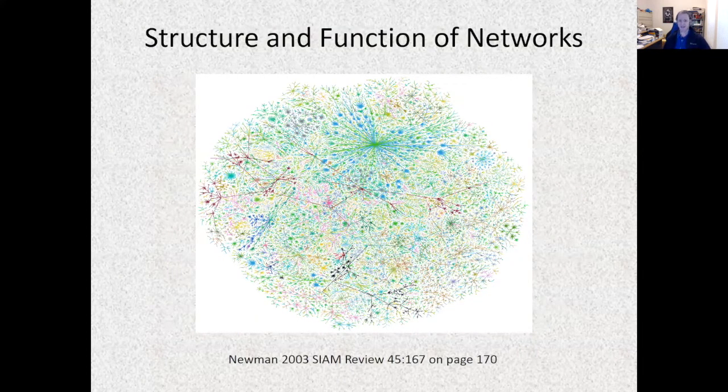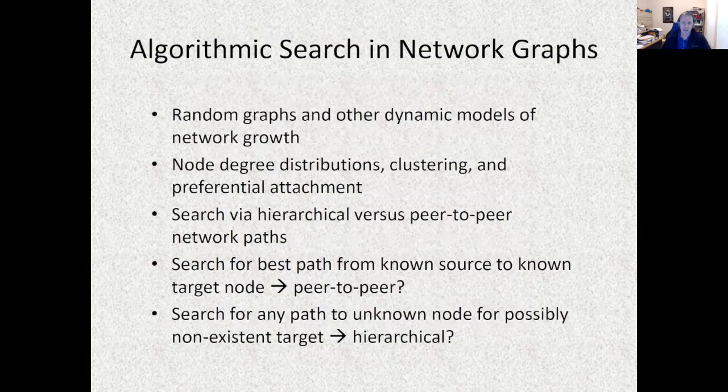Just a brief image to remind or visualize how complicated networks can be. This one is from Newman's article in SciAm Review. And this question: how do we do algorithmic search in network graphs? When should we be doing peer-to-peer? When should we be doing hierarchical?